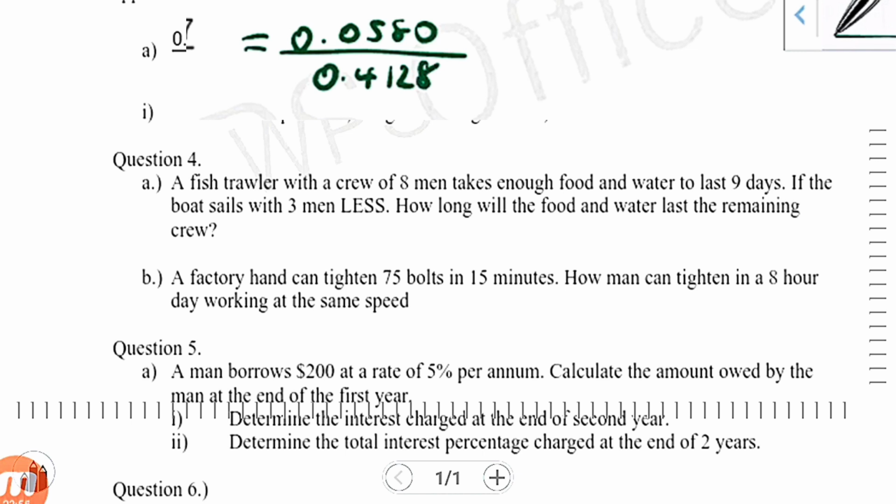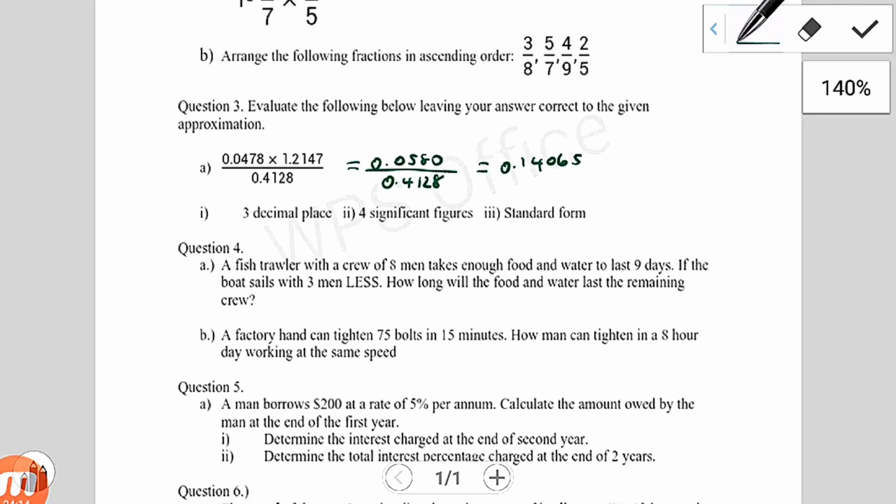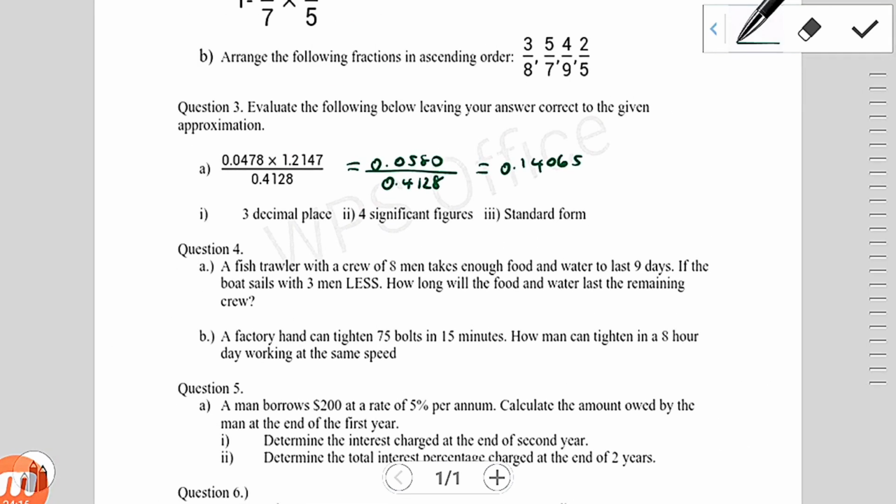We're simply going to divide that answer then by 0.4128. We should end up with a result here of 0.1406, and I'm going to put another digit here, 5. So that here would be my rounded off exact answer.